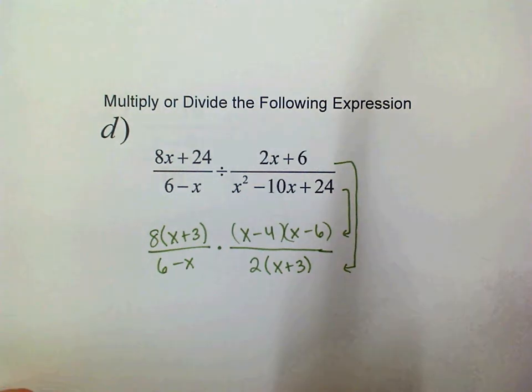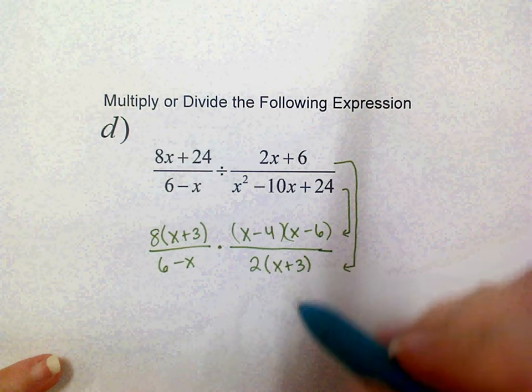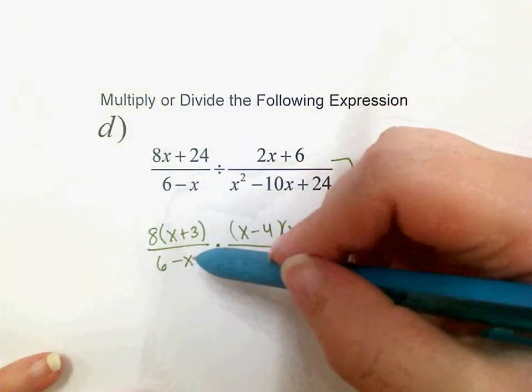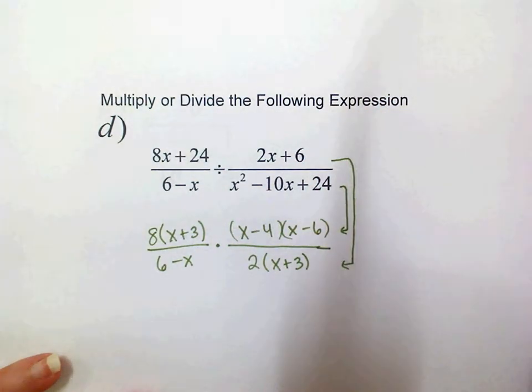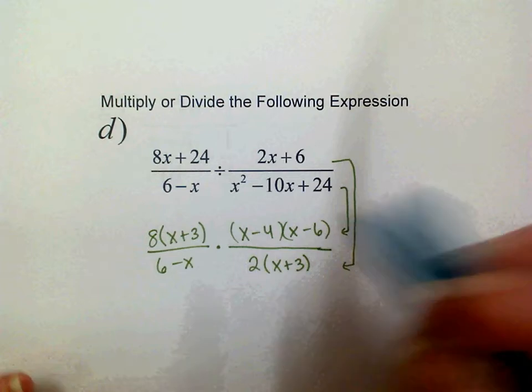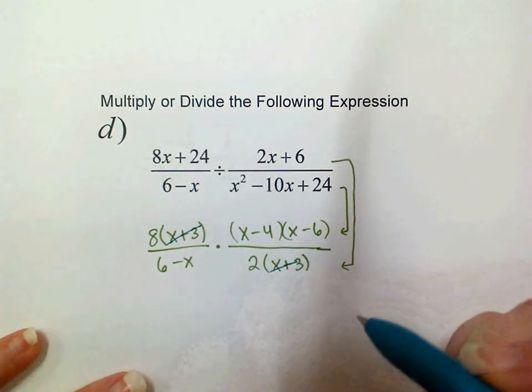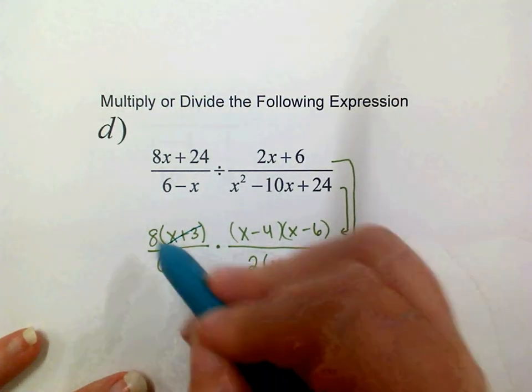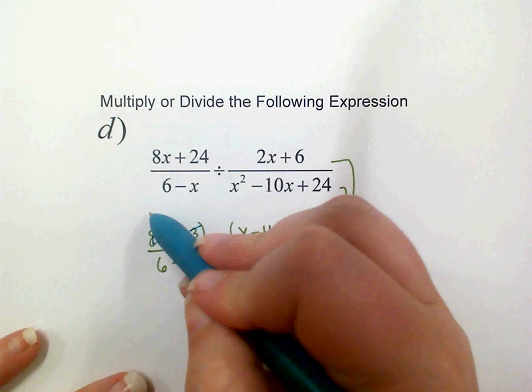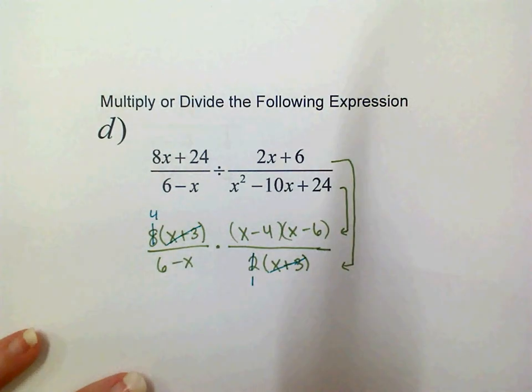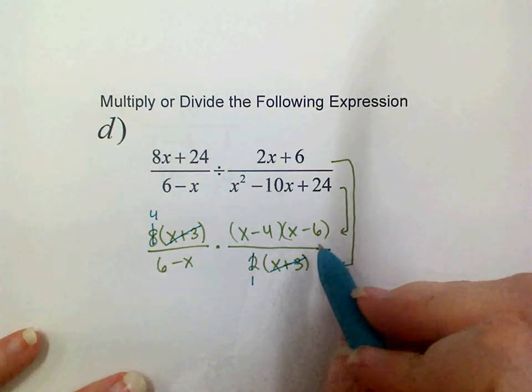Okay, so this fraction times the reciprocal of that one, and then we just start simplifying anything that cancels out. So I notice an x plus 3 and an x plus 3. I also notice that this is 8 and 2, so 8 divided by 2 is 4 over 1. And then I see that this is x minus 6 and this is 6 minus x, yeah?